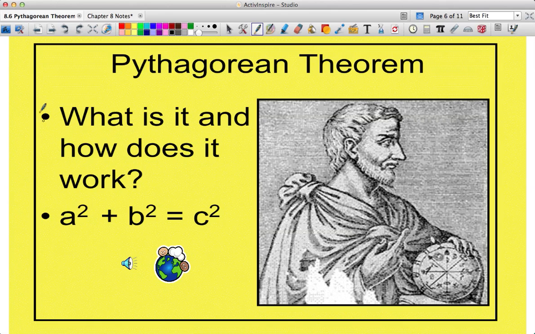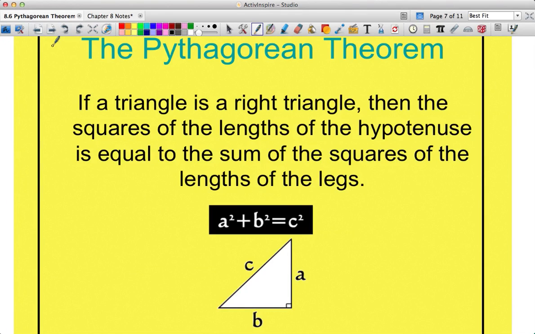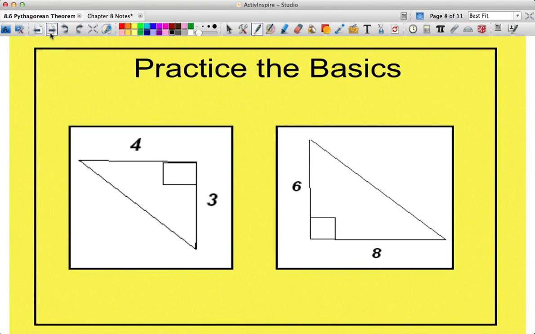All right. If a triangle is a right triangle, then the square of the length of the hypotenuse is equal to the sum of the squares of the lengths of the legs. So again, here's a right triangle. A squared plus b squared equals c squared. But how does this help us in everyday life? I have a couple of problems for you that we'll go over. Okay, that will help you figure this out.